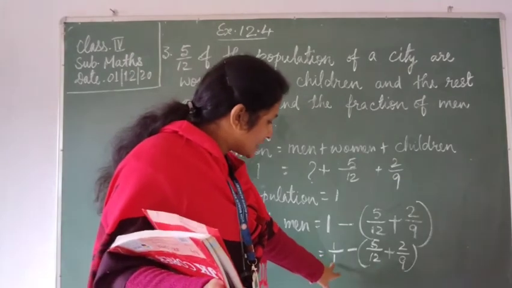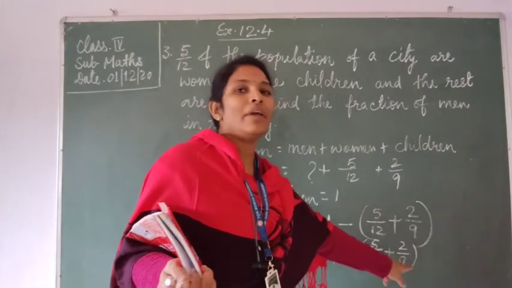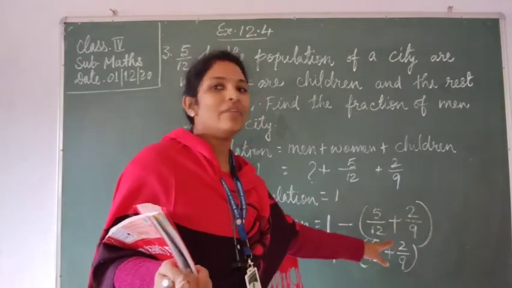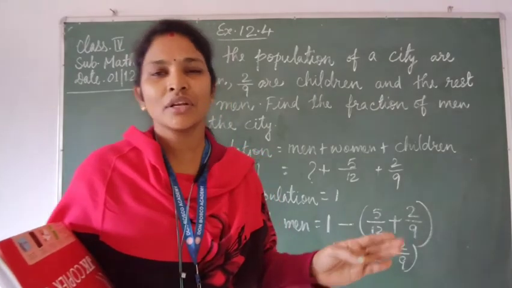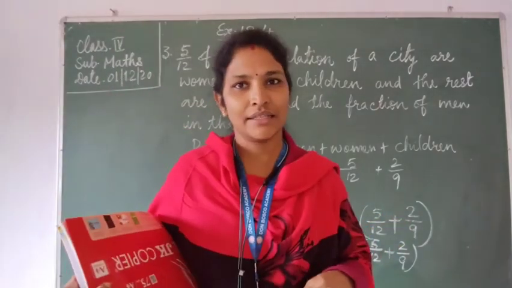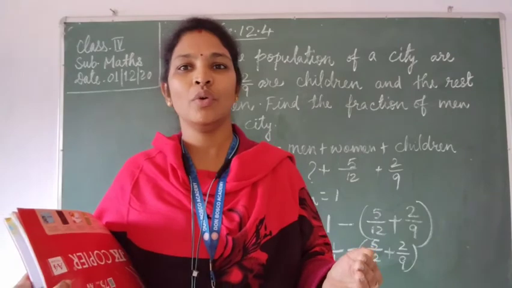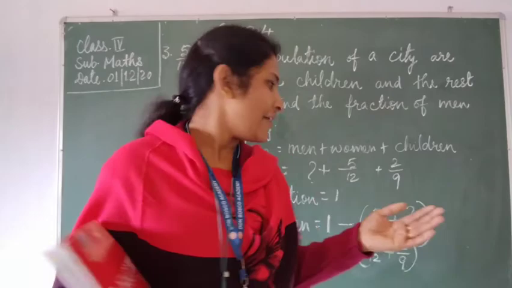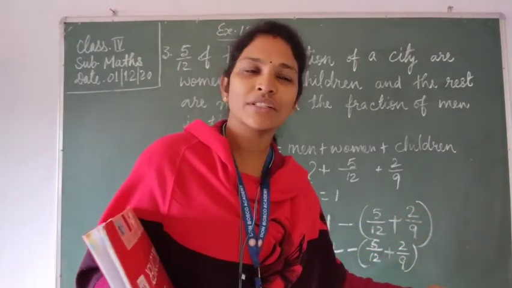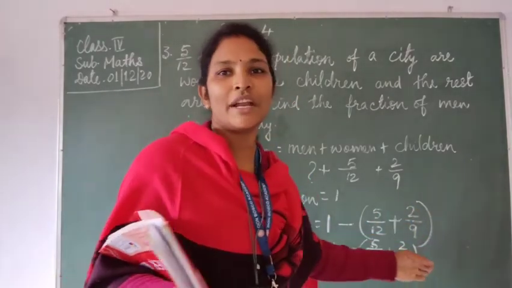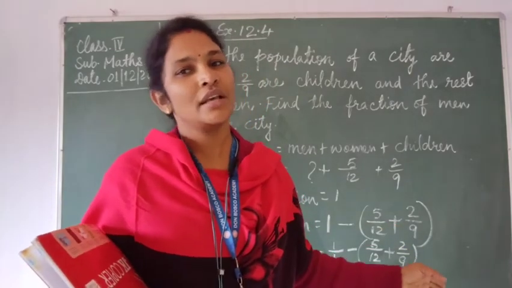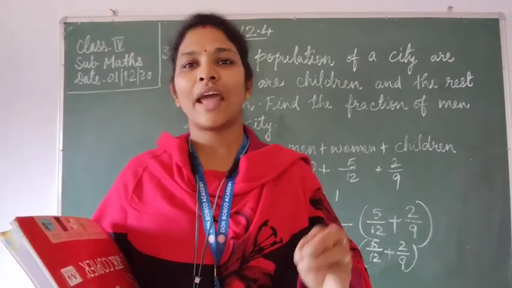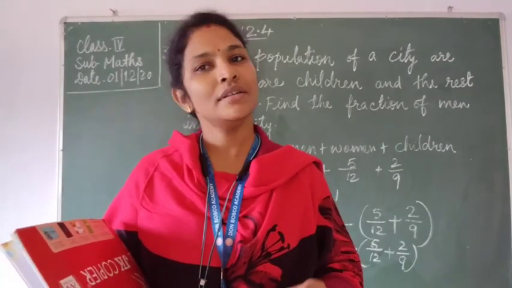Now, LCM of 1, 12 and 9. We have to find out the LCM of 1, 12 and 9. We will get 36 as the LCM. Then you have to continue the steps as we were doing in the miscellaneous problems on addition and subtraction. Having 36 as the denominator, we have to change all the numerators. You have to continue the process, you will get the answer, and that answer will be the fraction of men in the city.